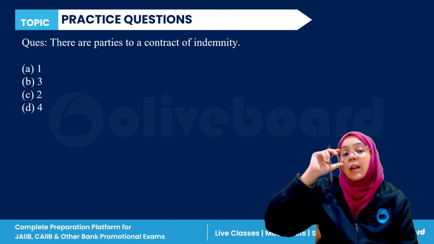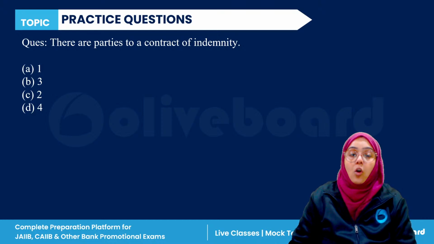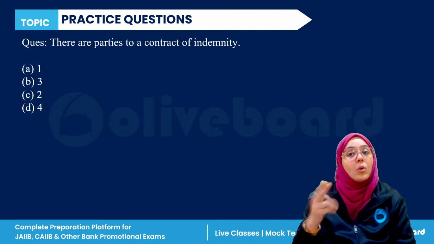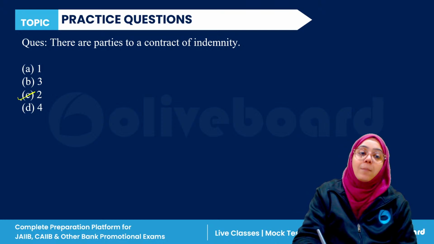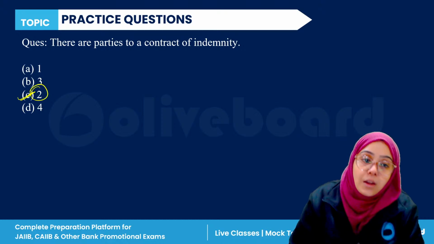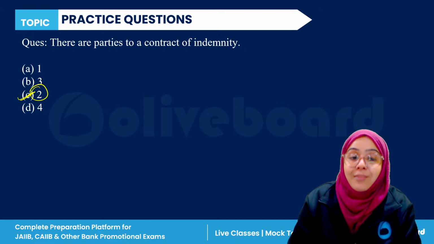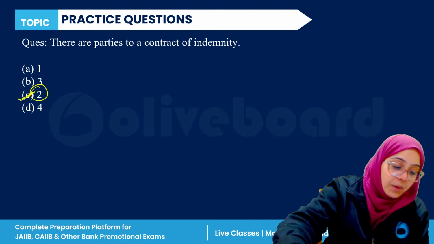Next question. How many parties are there in the contract of indemnity? One, three, two, or four? The contract of indemnity has only two parties: the indemnifier and the indemnified. So C is the correct answer. There is one indemnifier and one who is called the indemnified.